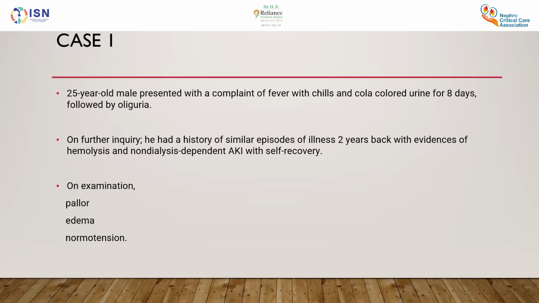We'll have some interesting case scenarios in which we have seen AKI. There is a 25-year-old male who presented in the ER with complaints of fever with chills and cola-colored urine for 8 days, followed by oliguria. On further inquiry, the patient had a similar illness 2 years back, where he had hemolysis, but that time it self-recovered, non-dialysis dependent. This time on examination, the patient had pallor and edema, but was normotensive.